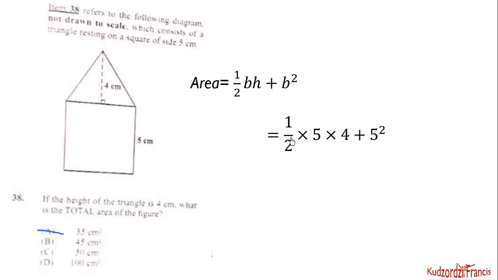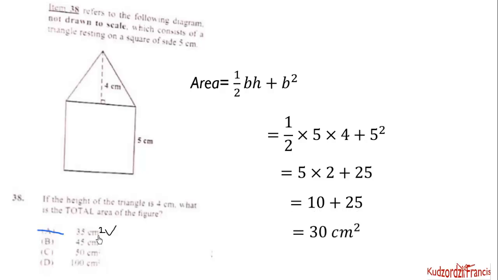So we substitute 4 for the height, and the base is 5, and that will give us 25 plus 5 times 2, which is 10, plus 25, and that will be 35 centimeters squared. So the correct answer is A. It's 35, not 30. 35 centimeters squared. Now let's move on to the next question.